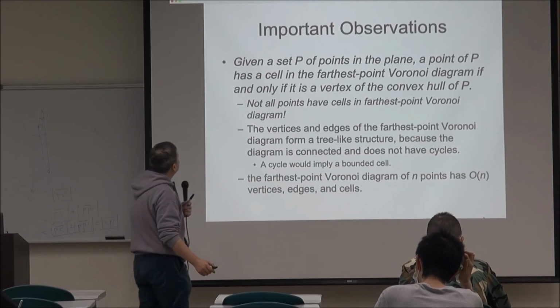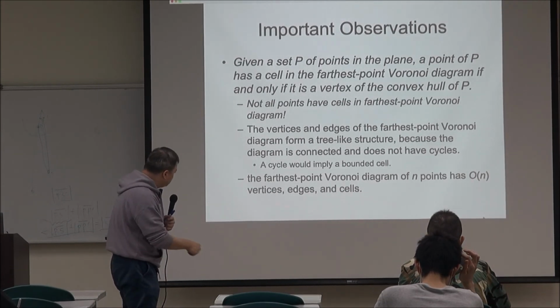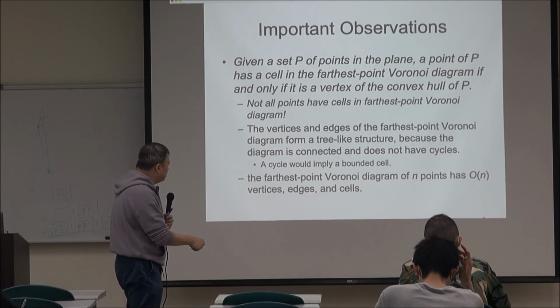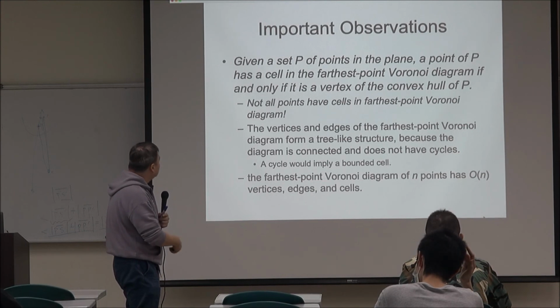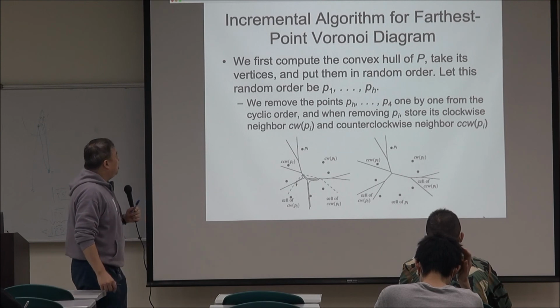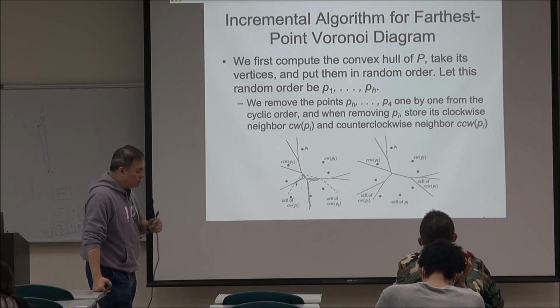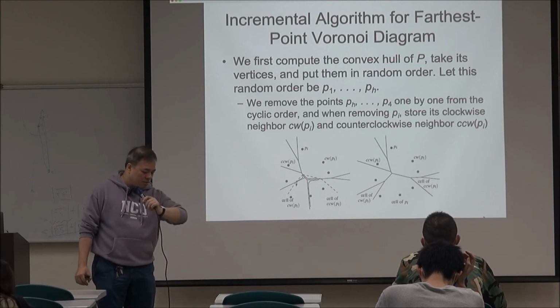So back to this observation. As I said, for vertices and edges, you can prove that by yourself. For cells, this is obvious. So then, how do we create an algorithm for that?